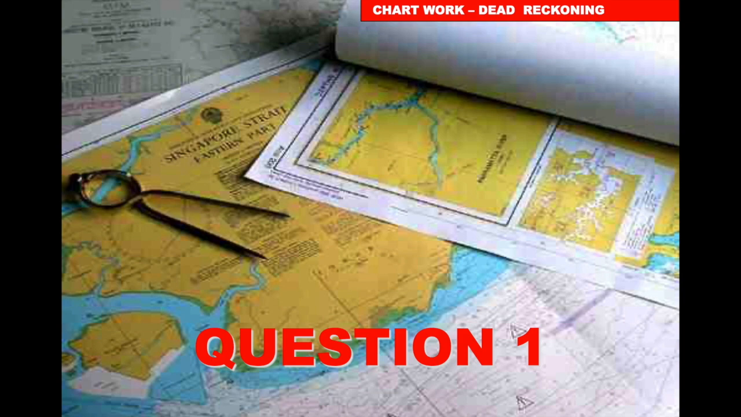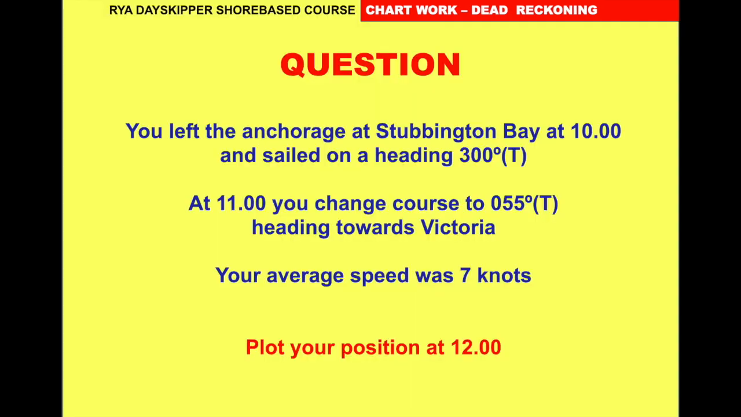If we go through a question, it's much easier to explain. So the question is, you've left an anchorage at Stubbington Bay at 10 o'clock and sailed on a heading of 300 degrees true. At 11 o'clock, you change course to 055 degrees true, heading towards Victoria. Your average speed was 7 knots. And the question is, plot your position at 1200 hours. This is on RYA chart 3 in the top left-hand corner.